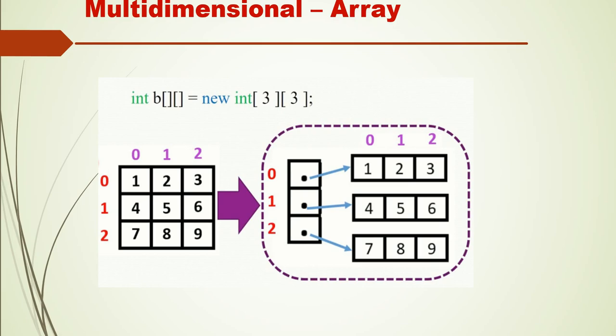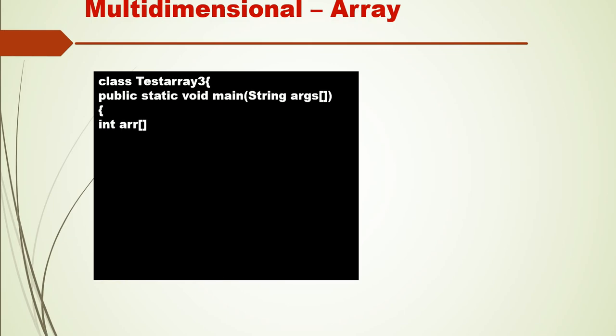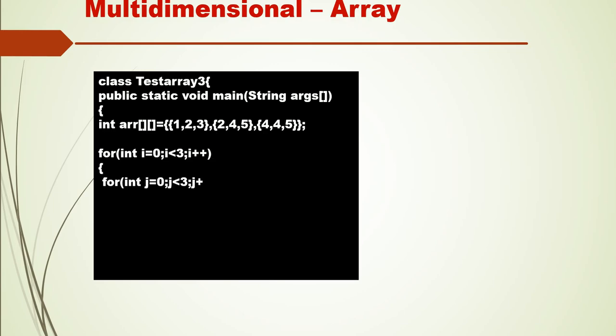Now proceed with the next. Multi-dimensional array. See the example so you can understand much better about this concept. Class, name of the class TestArray3. Inside that the main method, public static void main, String args. Inside the method we have declared one multi-dimensional array like integer arr, the row and the columns square brackets.